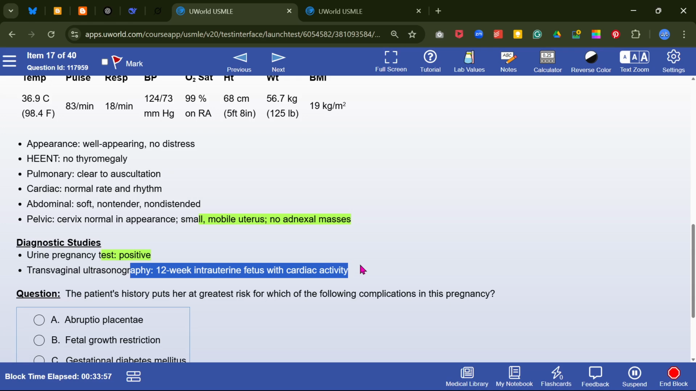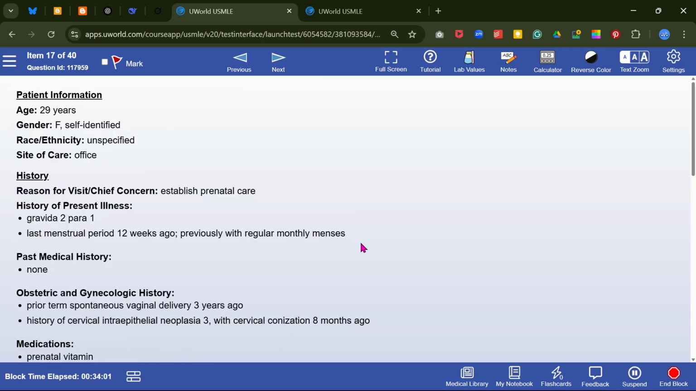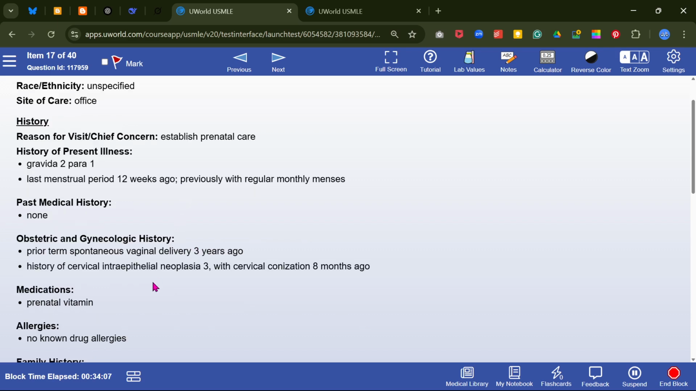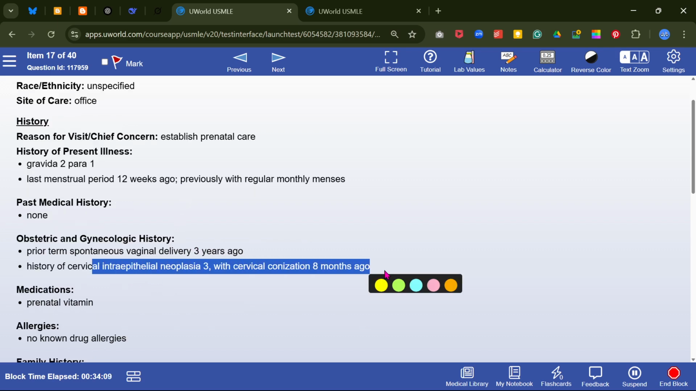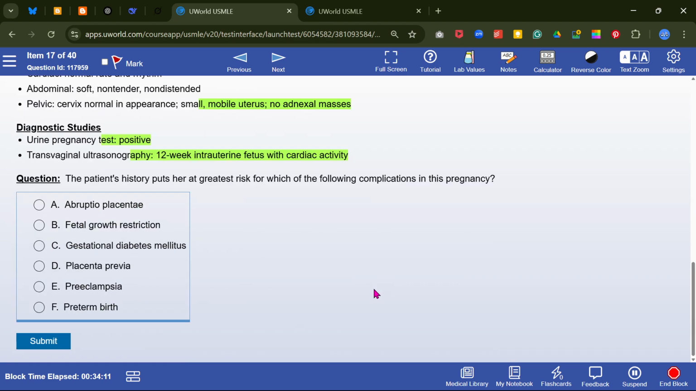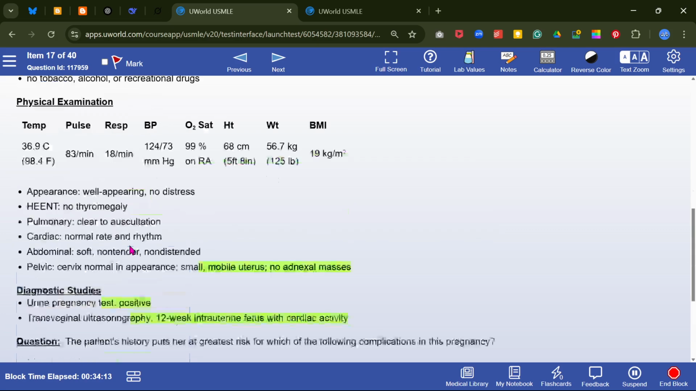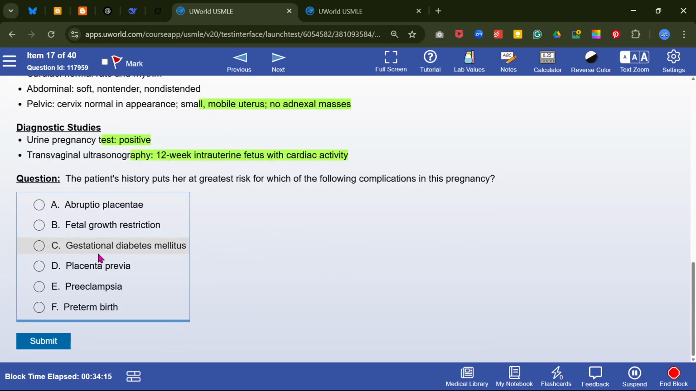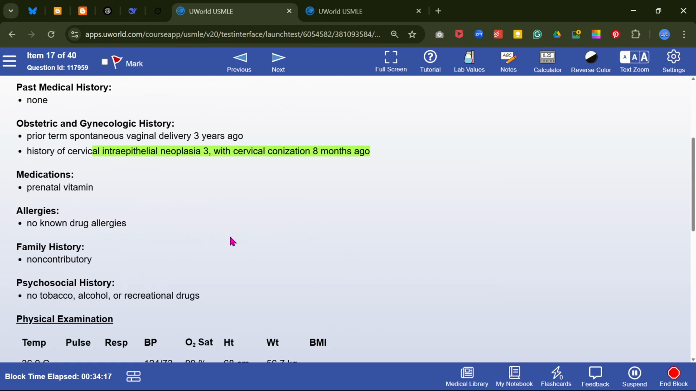Yes, 12 weeks. The urine pregnancy test is positive. Look at the history: cervical conization.